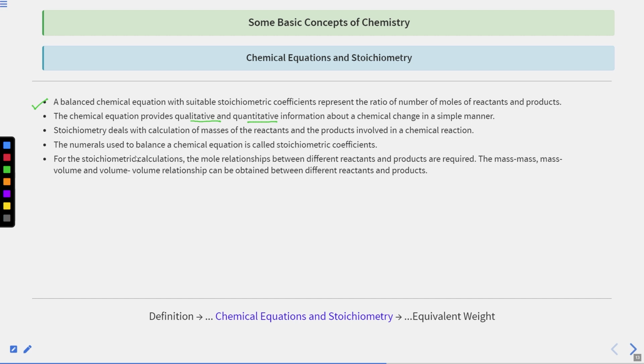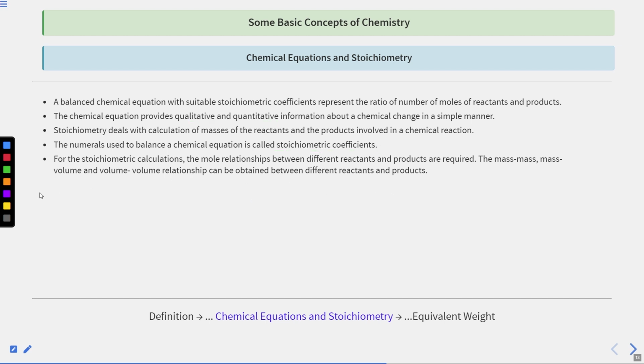The numerals used to balance a chemical equation are called stoichiometric coefficients, which we represent by numerals and place in front of, or at the start of, a chemical formula in a chemical reaction. For stoichiometric calculations, the mole relationship between different reactants and products is required. The mass-volume and volume-volume relationships can be obtained between different reactants and products.